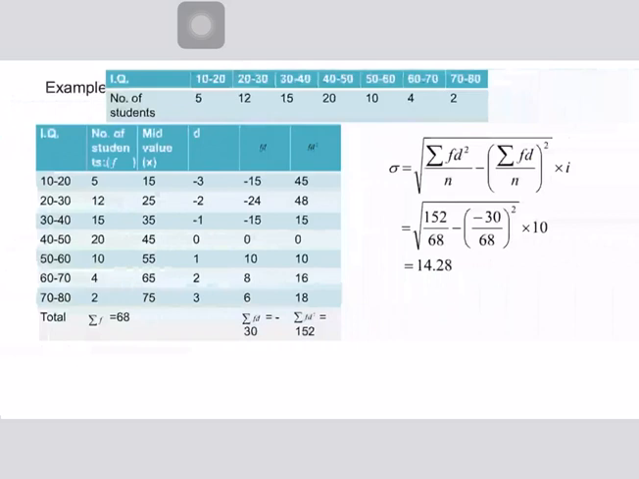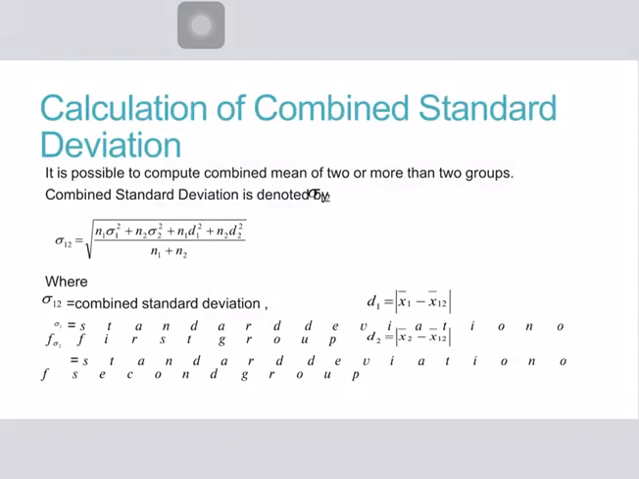Now, if two or more samples are given and we want to find the combined standard deviation, then we can use this formula where sigma 1 is the standard deviation of the first group, sigma 2 is the standard deviation of the second group, and x bar 12 is the combined mean.